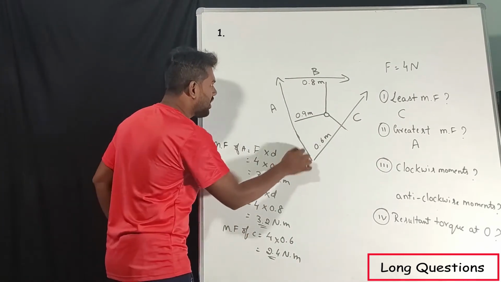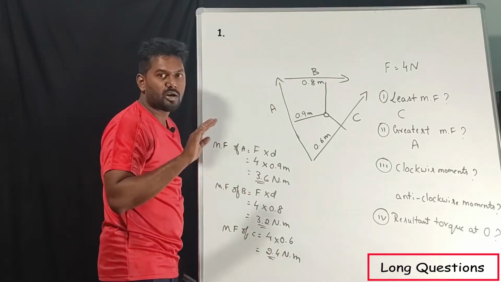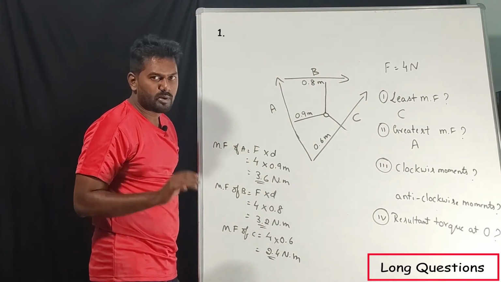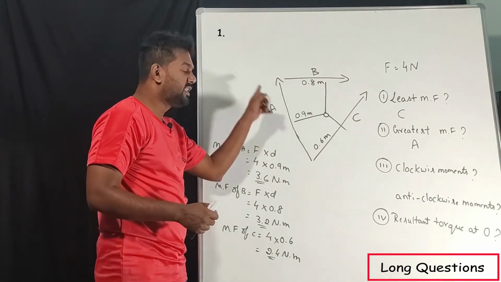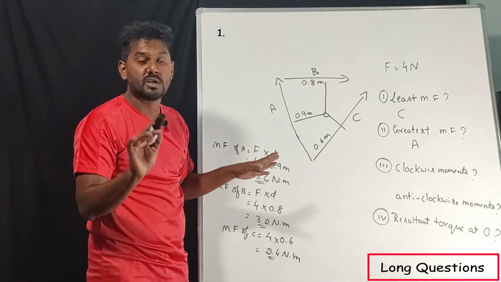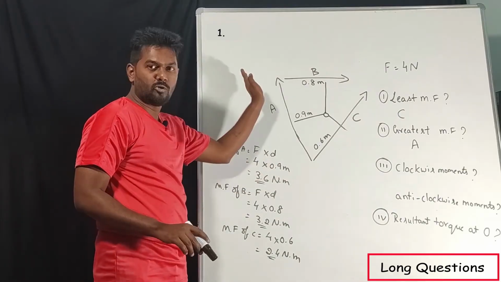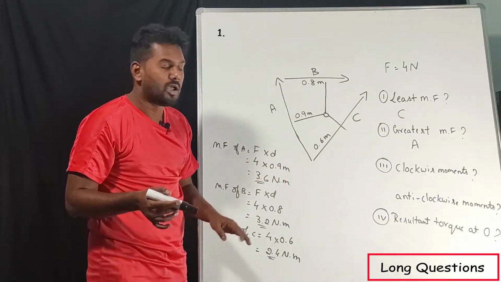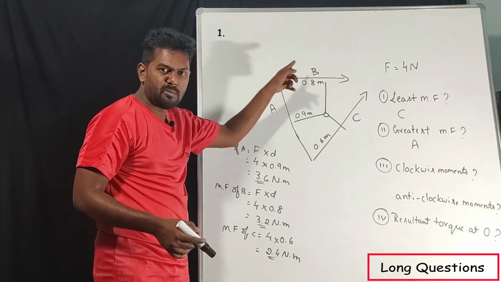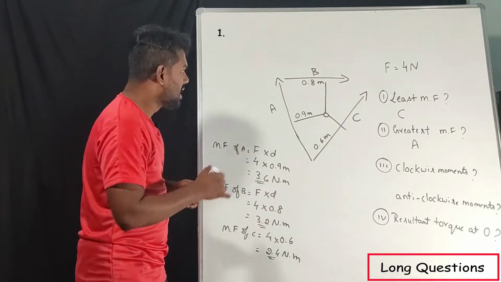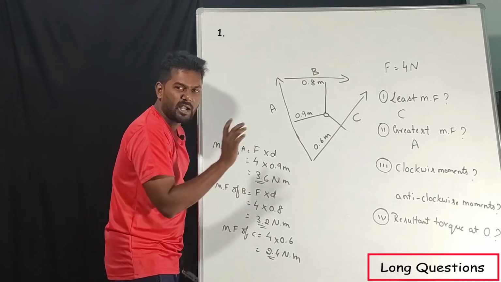Based on these directions, we cannot assume the clockwise moment and anti-clockwise moment. Why? Because these are the directions of forces. These are not the directions of rotation. Only after applying the force is it going to rotate. A, B, C are not the directions of rotation; these are the directions of forces. So how can we find the clockwise and anti-clockwise moment?